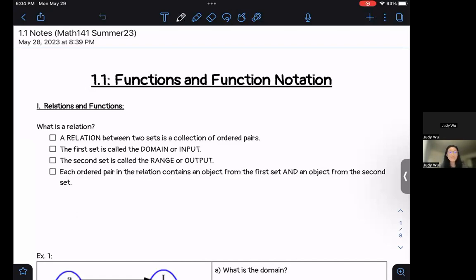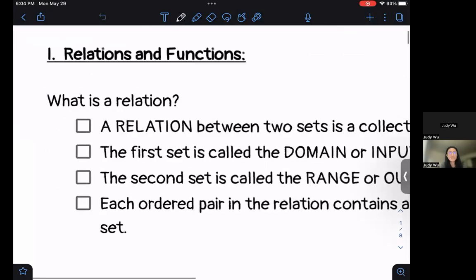So this is the very first section of our summer, and it is section 1.1 from our textbook called Functions and Function Notation. So we're going to jump right into it and take a look at this first idea, something called relations and functions. Okay, so we're going to start off with this question: what is a relation?